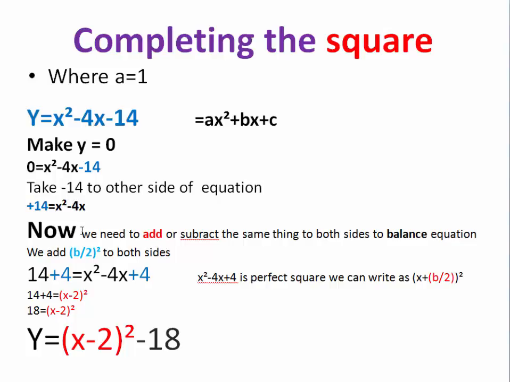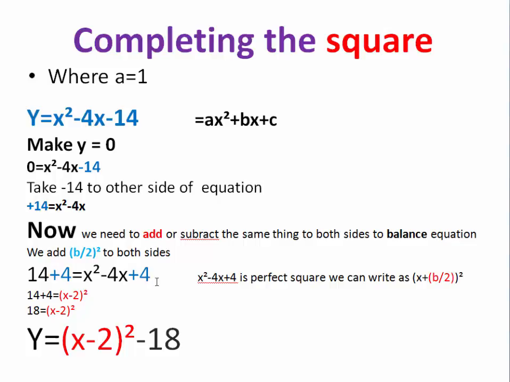Now, as we explained earlier, we need to add or subtract something to both sides of the equation to balance it. What do we add? Well, we have a formula for that. We add b divided by 2, squared, to both sides of the equation. b is minus 4, and minus 4 divided by 2 is minus 2. Minus 2 squared is 4. So we add 4 to both sides of the equation. Here we've got a plus 4, here we've got a plus 4.